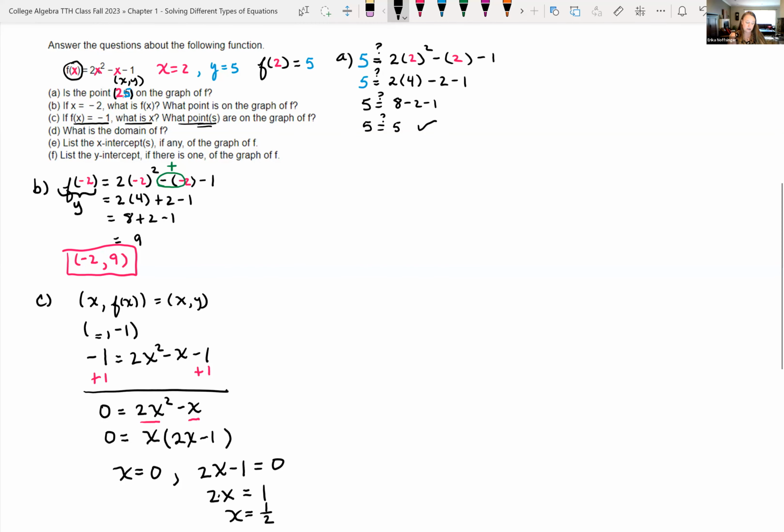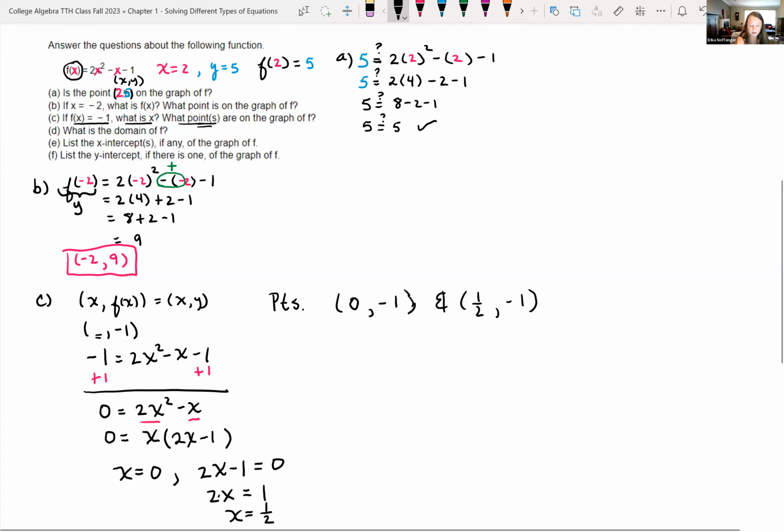So there's actually 2 separate x values that give me the same y value of -1. So the points on the graph when y was -1, we found, was when x was 0, we should get a y value of -1, and when x is 1/2, we should get a y value of -1. So these would be 2 additional points that are on the graph. And we just saw that -2,9 was a point, and we proved that 2,5 was a point for part A.